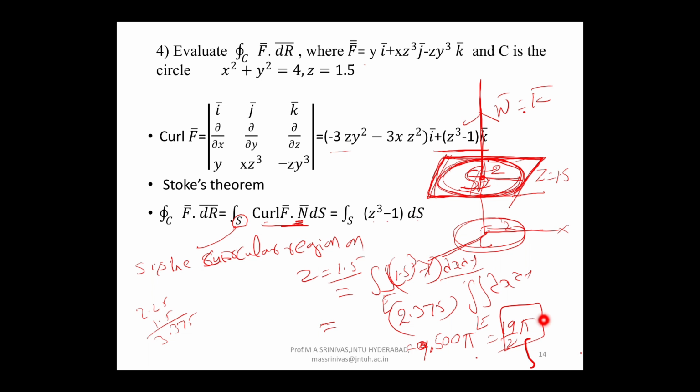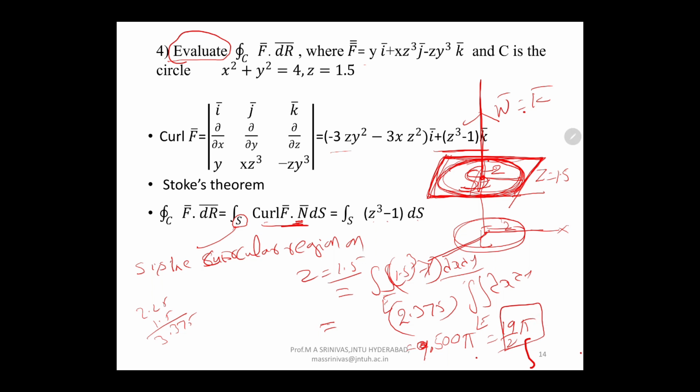Here you try to find the line integral separately for this C. Find the line integral of F bar dot dr bar, which is y dx plus xz cube dy minus zy cube dz, along C. In place of z, you put 1.5, and put x equal to 2 cos alpha, y equal to 2 sin alpha, and integrate between 0 to 2 pi. Ultimately, you'll get 19 by 2 pi. If instead of evaluate, you are asked to verify, then you need to do the line integral also.